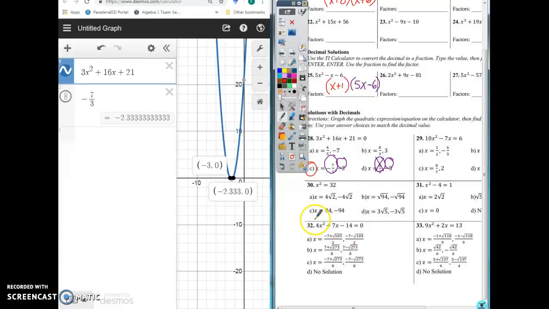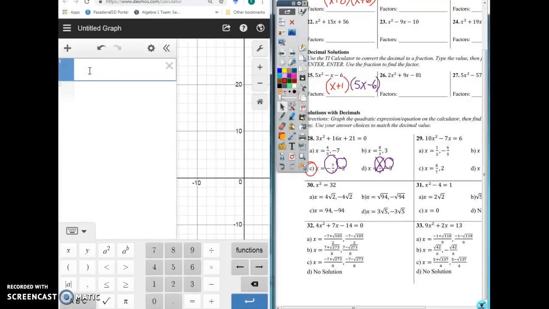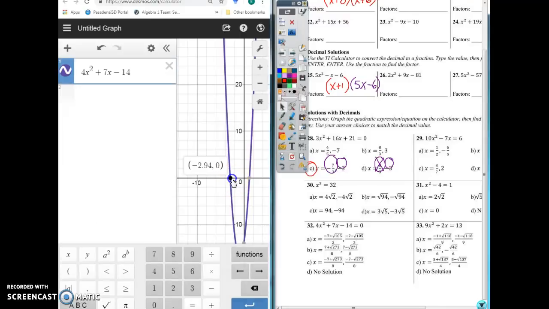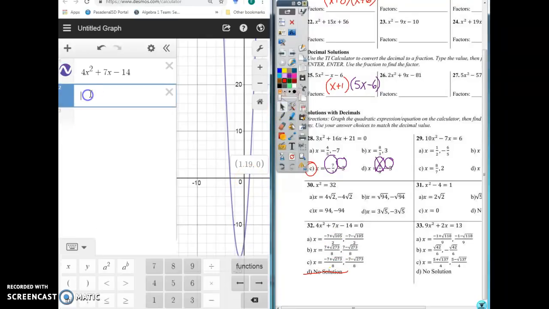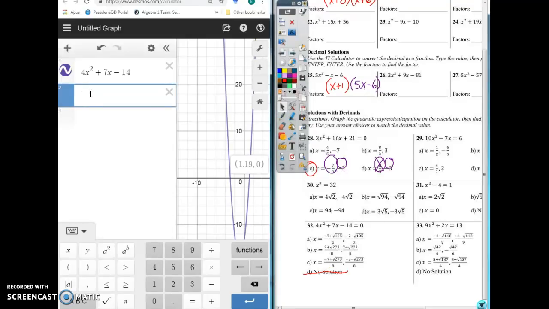So let's try 32. Problem 32 says 4x squared plus 7x minus 14. And it gives you these weird numbers. So then you would check right here. I know it's not D because I do have a solution. I have two solutions actually. So it has to be one of the other ones. So we're going to start typing those in here and see which one gives me the same thing.